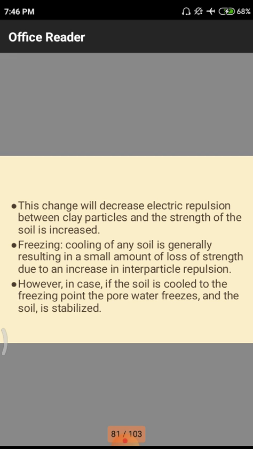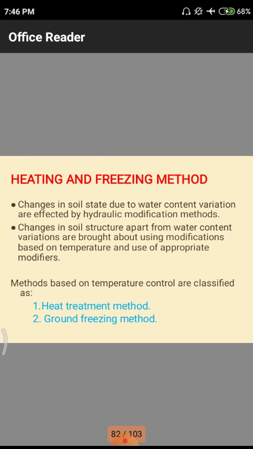However, if the soil is cooled to the freezing point, the pore water freezes and the soil is stabilized. That means, particularly in the case of cooling of soil, the freezing point is that of the pore water. That means whatever water is present in the soil will be in a freezing state, so that the total soil will be strengthened and stabilized due to the action of these freezing techniques. Next one, how these heating and freezing methods are employed in the structure.